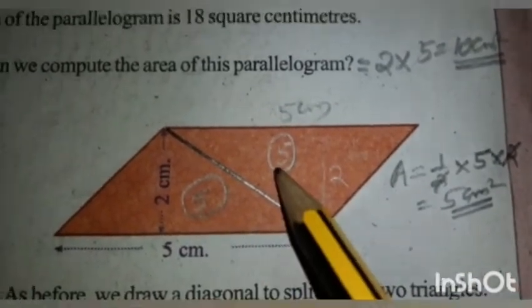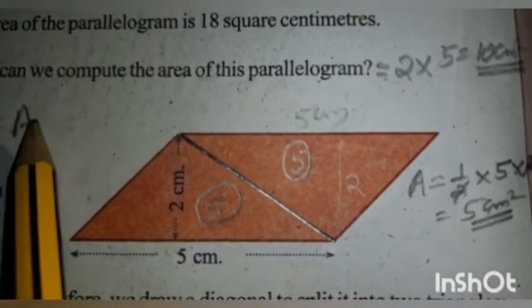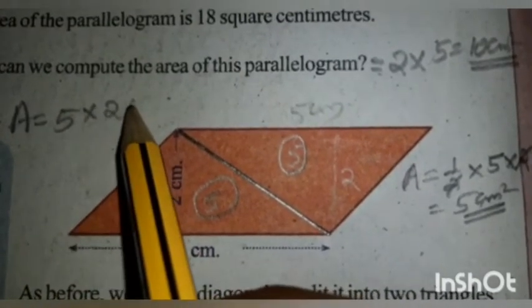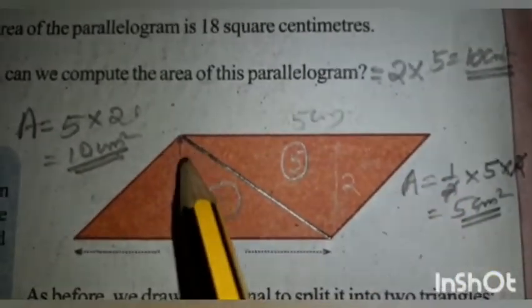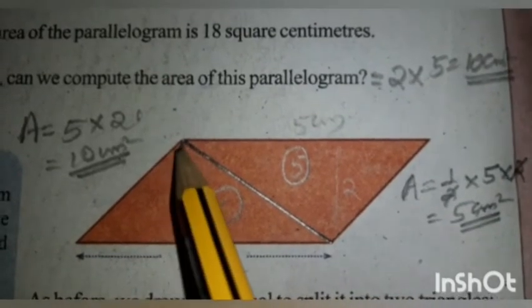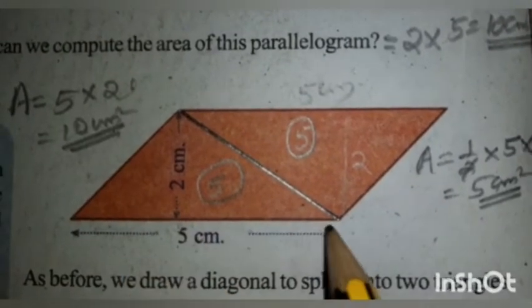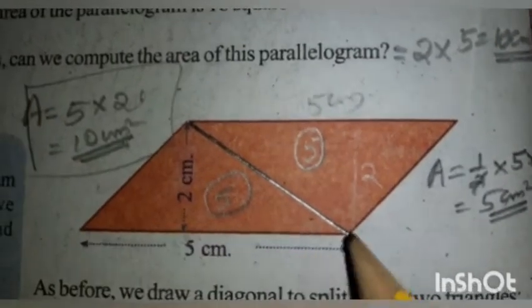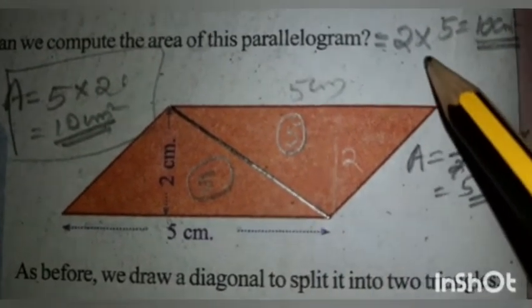Otherwise, directly you can find out by multiplying the bottom length and the height. Area is equal to the bottom length 5 into height 2 centimeter. So you get 10 centimeter square as the area of which one? Parallelogram. Directly you can find out the bottom length and the height, the distance between the top end and bottom length, multiplied by the length of the side. Directly you can find out like this, or you have to split it into 2 triangles and find the area of one triangle and double it.